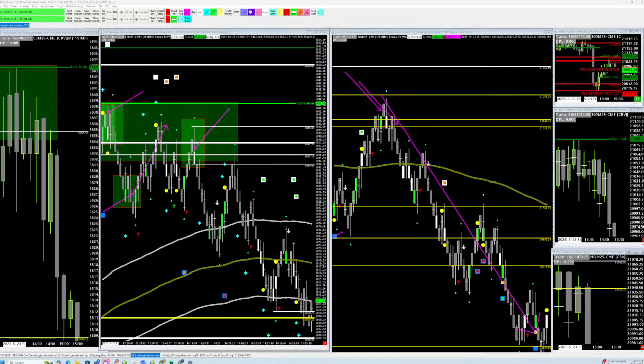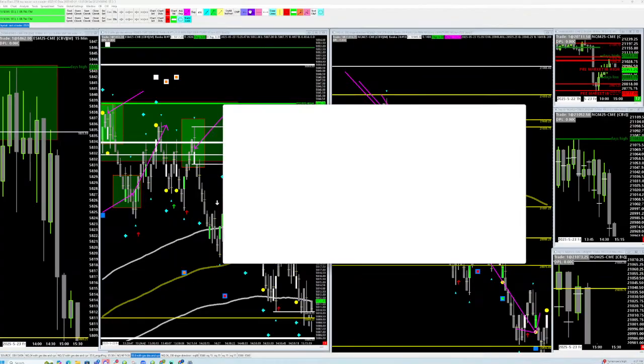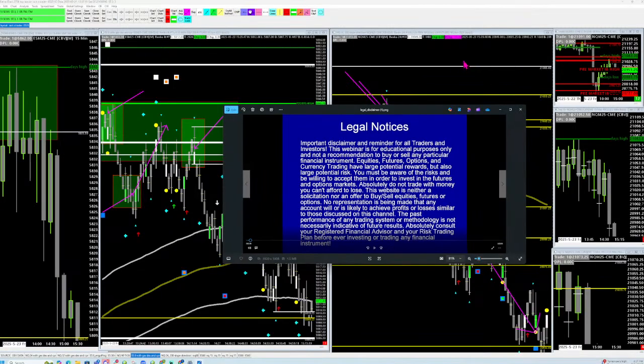Just getting started on setting up the long setup in ES and NQ going into Friday morning's news dump that we had around 6:30 in the morning Central Time, and how we traded it, right? And how that process set up properly to be able to grab the longs and push.